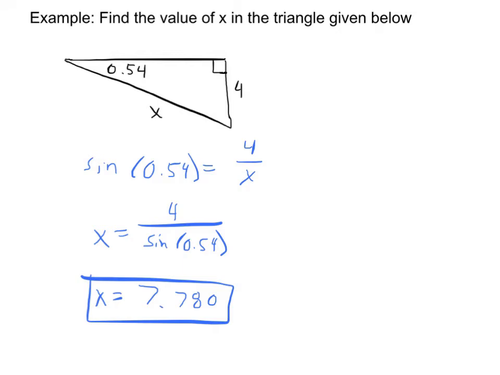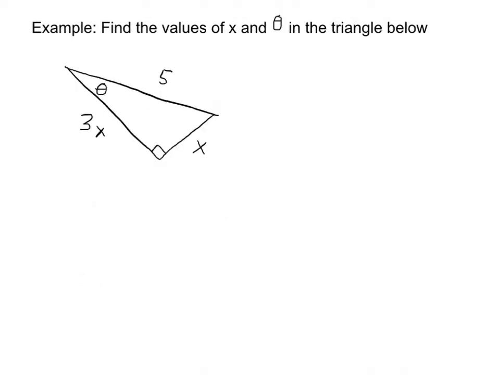And again, does that answer make sense? At least it's bigger than 4. The hypotenuse should be longer than 4. So that answer at least seems within the realm of possibility for us. Okay, next problem. Find the values of x and theta in the triangle below.